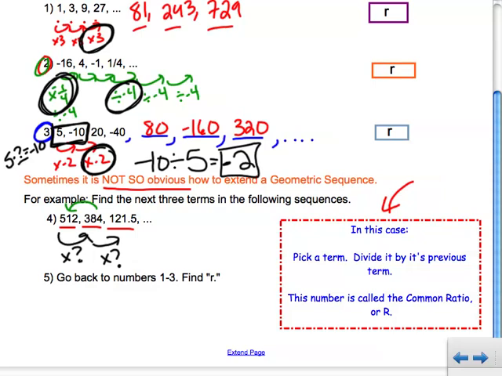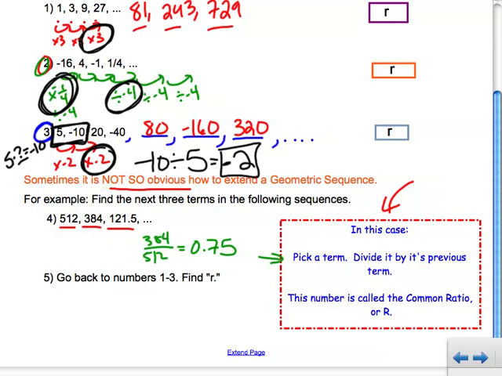So let's do an example here. I'm on that step there, 384 divided by 512. If I divide those two, 384 divided by 512, I'm going to get a decimal or fraction. Basically, this is what I'm multiplying by each time. I'm multiplying by 0.75. This should make sense because the numbers are getting smaller, so the thing that I'm multiplying by has got to be less than 1.